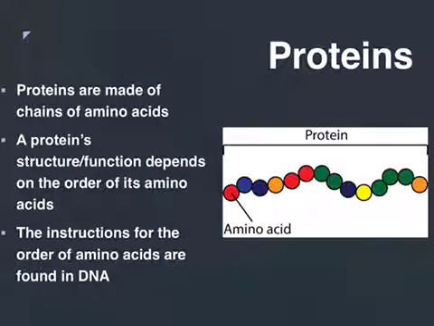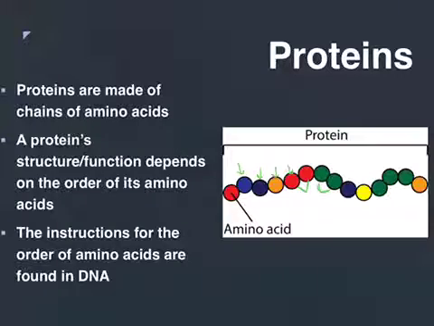So proteins are made up of chains of amino acids. If we look at the diagram here, each of these circles represents a single amino acid. And all of those amino acids put together make a protein. So the protein's structure and function depends on the order of its amino acids. If we want this protein to make a skin cell be a skin cell, it matters that we have 2 red ones right here next to 2 green ones. So the order of amino acids is very important.